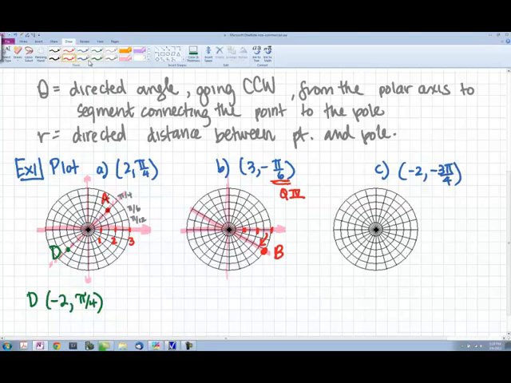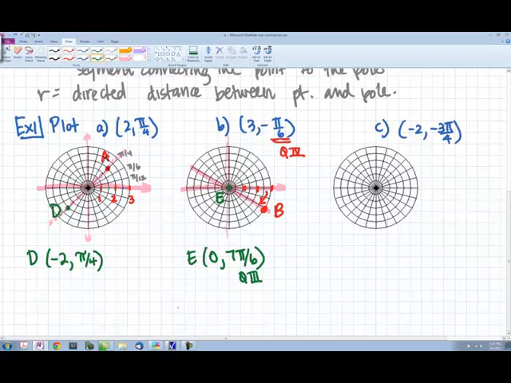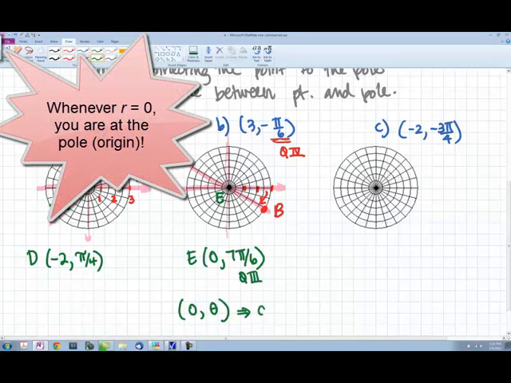How about plotting the point (0, 7 pi over 6)? This is going to be in quadrant 3, but r is 0, so it doesn't actually matter what that angle is. Anytime you have 0, comma, and any theta, this is going to always be at the pole. Okay, let's plot this last point that we have up here.